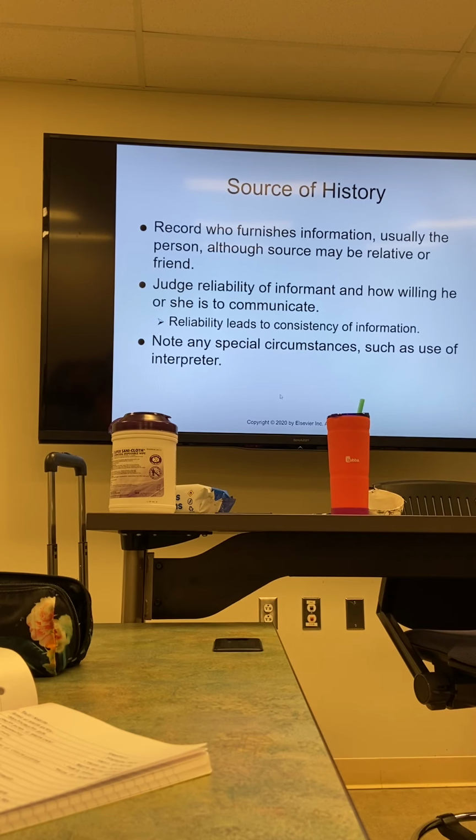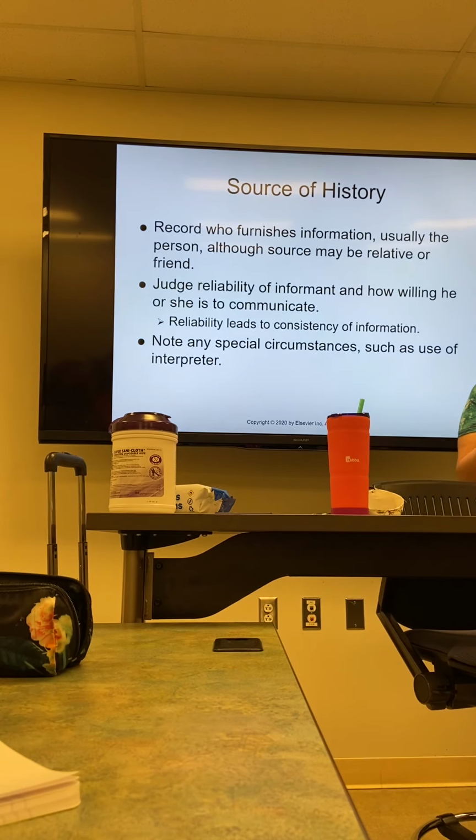So the source of the history, you record who furnishes the information. Anybody that's there with them, make sure you include them in your note. Usually it's the person, although the source may be a relative, friend, or neighbor. I work in the free clinic, and we have a lot of Chinese nationals, a lot of people from Middle Europe, and a lot of people from the Middle East or Northern Africa. A lot of times their community provides a driver to take them to the clinic, but that person really doesn't know anything about them.